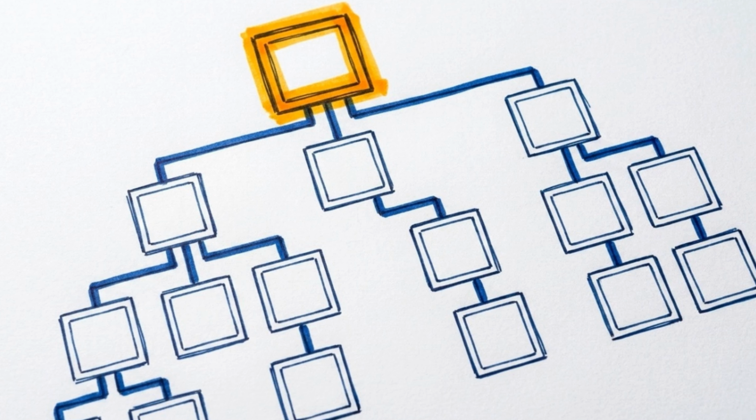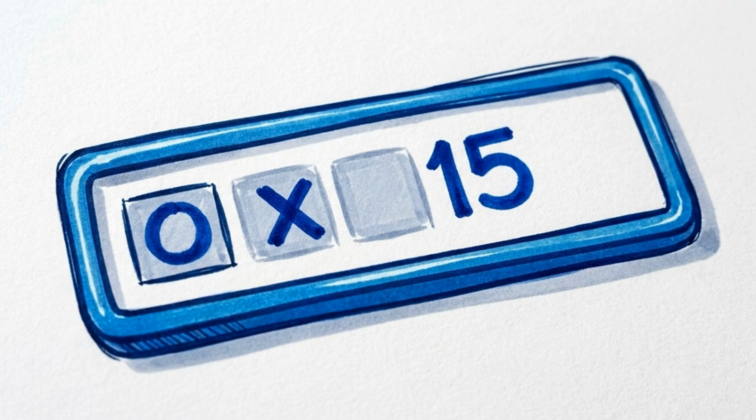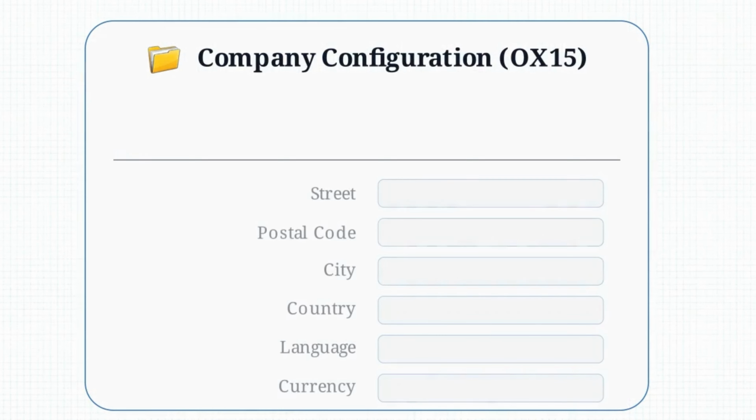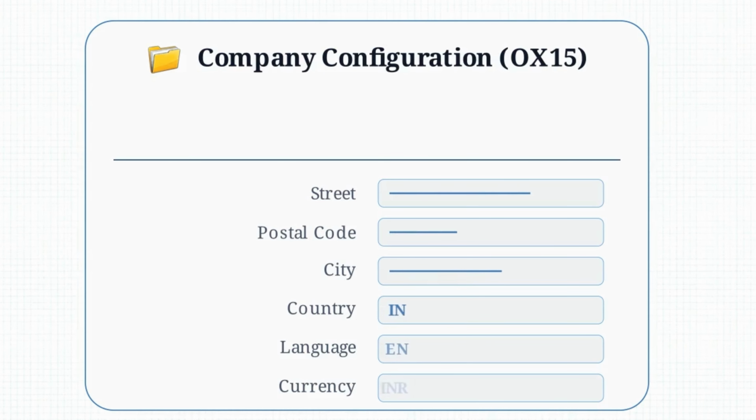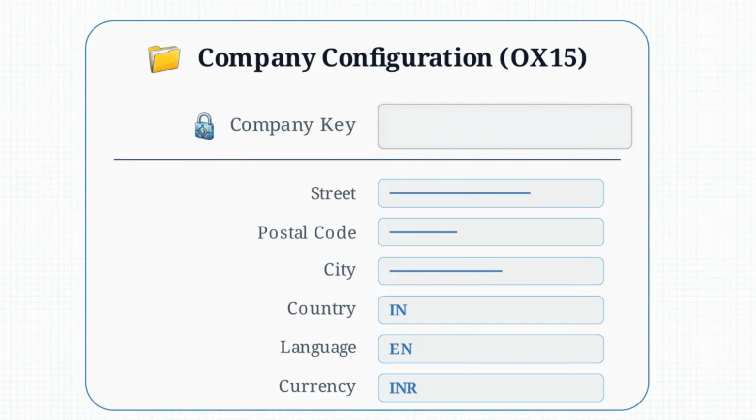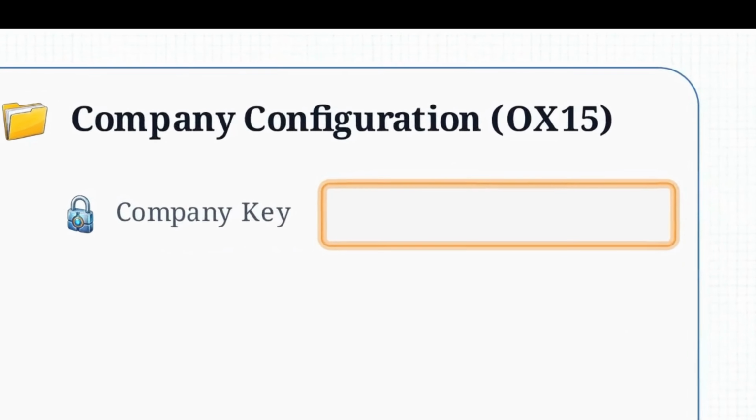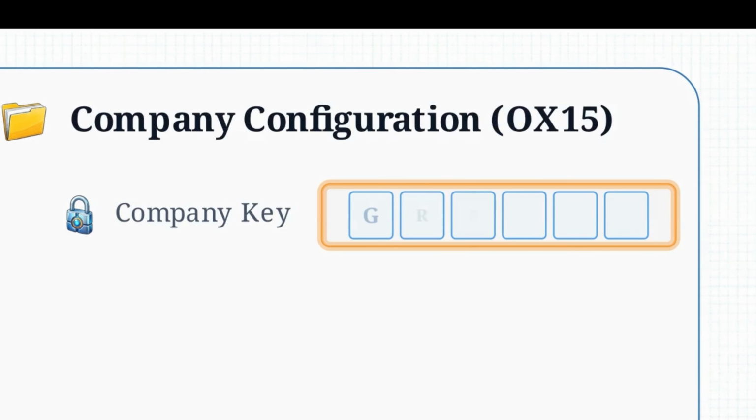The configuration sequence begins at the top. To define the parent group, we navigate to the command field and enter transaction code OX15. Here, you enter the standard group details, like the registered address, the country key, and the base currency. You also assign a company key. This identifier must be unique to the system, and it has a strict limit of 6 alphanumeric characters.